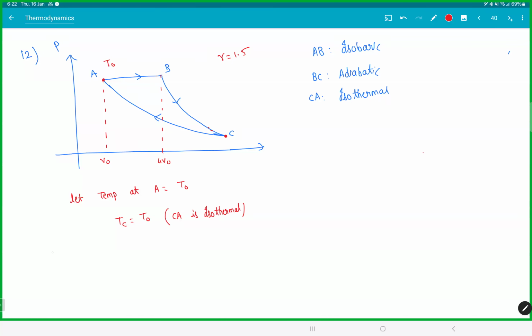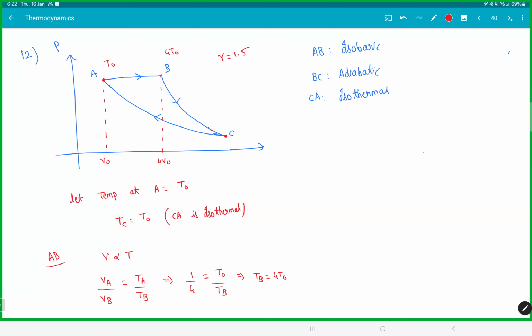Perfect. Then in the process A to B, it is isobaric. V is proportional to T. So VA by VB is TA by TB. This would be 1 by 4, and this is T naught by TB. So TB is 4T naught. There, I found all the temperatures in terms of T naught.